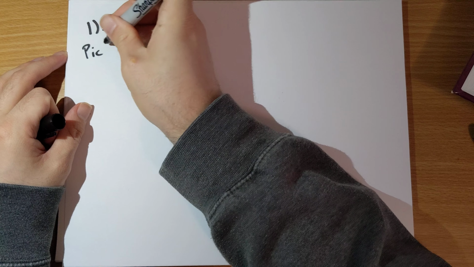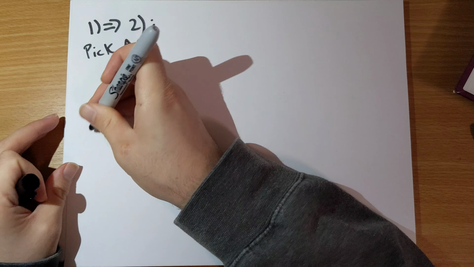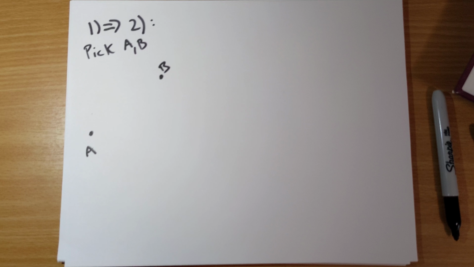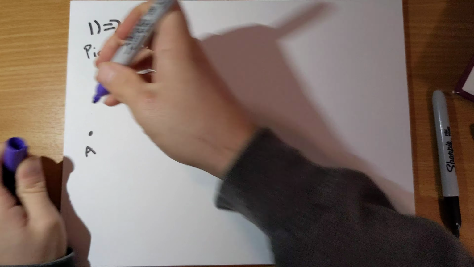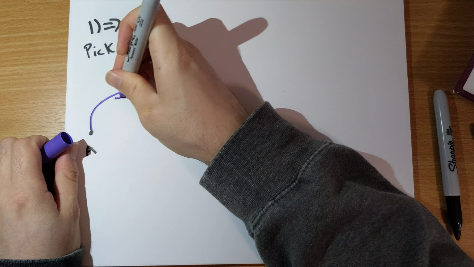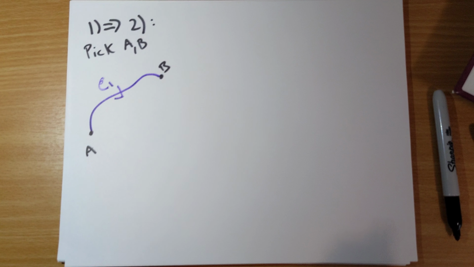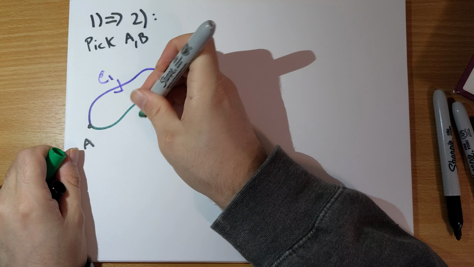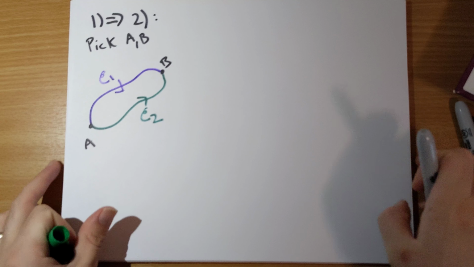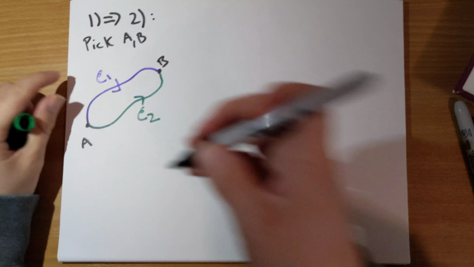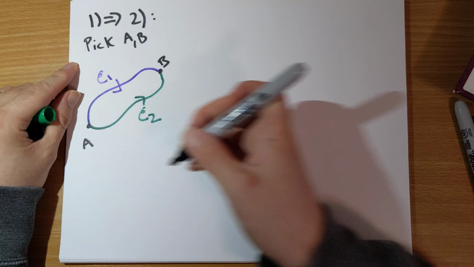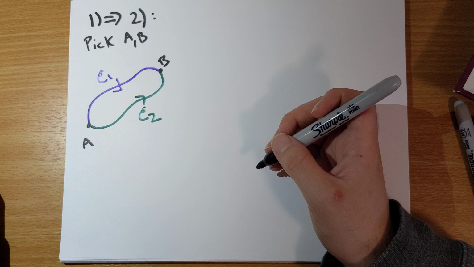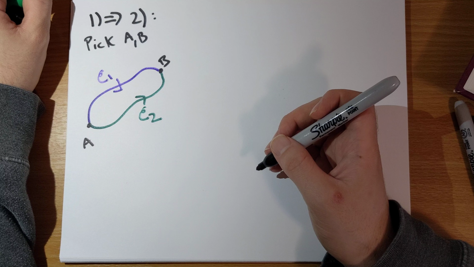So what we're going to do here is pick any points A and B, and we want to show that the integral from A to B is path independent. So let's have here one path from A to B, and here is another path from A to B. The thing that we want to show is that the integral from A to B along C1 is equal to the integral from A to B along C2.